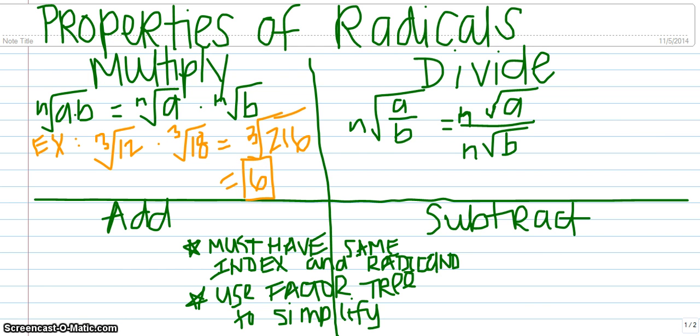When you're dividing, same rule applies. You just take the nth root of a divided by b, and that simplifies to the nth root of a divided by the nth root of b.